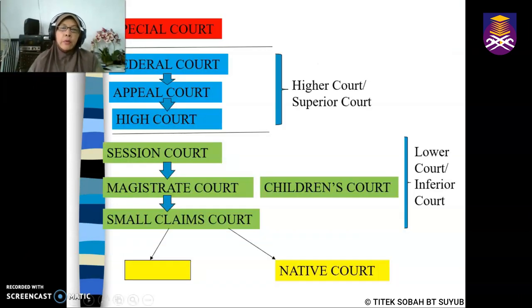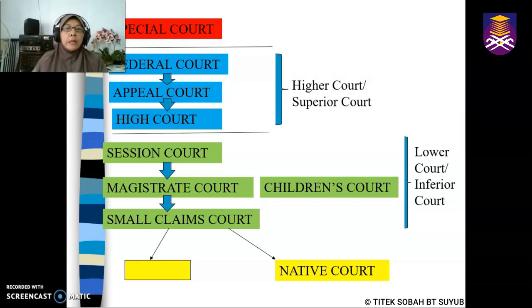Okay, this is actually what you are looking at now on your slide. This is the hierarchy of courts in the form of a diagram. So by looking at this diagram, you can understand what was discussed just now much more clearly. We can see that the lowest court is the native court, and we go up. We have the small claims court, and then the magistrate court, and then the children's court, which I told you just now is at par with the magistrate court and the session court. All these courts are known as the lower courts or the inferior courts.